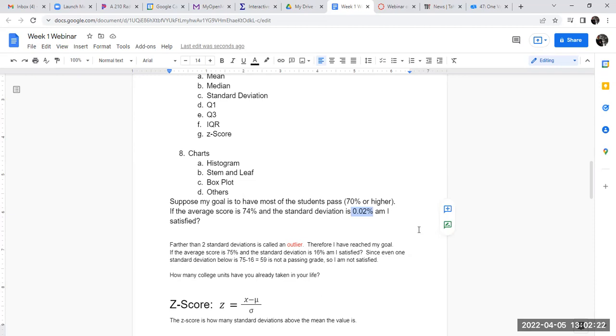If you wanted to find the standard deviation, you take all the grades in the class, put them in the calculator, and hit standard deviation, and it'll give it to you. But on this one, I actually told you what it was, so you just use it. Does that make sense? Okay, so that's a big deal.